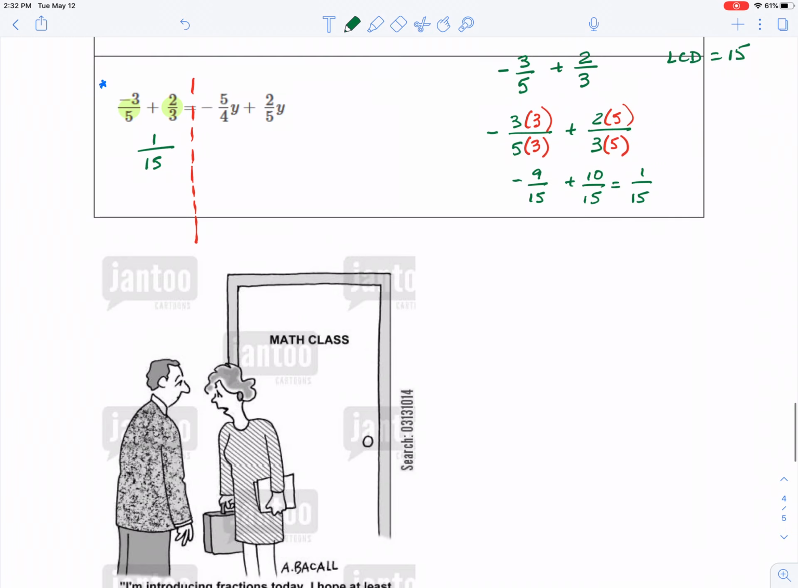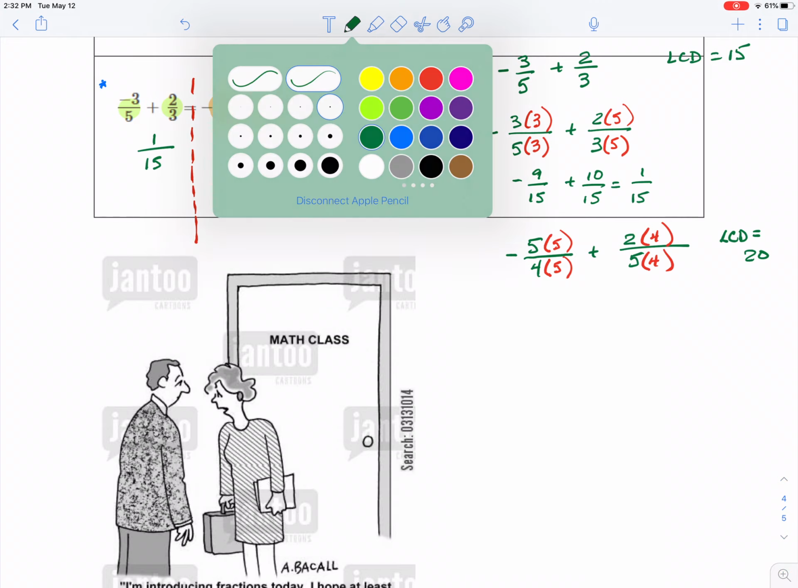Let me scroll down for the second part. So I see these two variable terms. They both contain the letter y, so they are alike. I need to do some work with that. So I'm going to take this negative 5/4 and add it to 2/5. I can tell you that the LCD is 20. So times 5 down here on the bottom to get the 20, balance it on the top. Times 4 on the bottom to get the 20, balance it on the top.